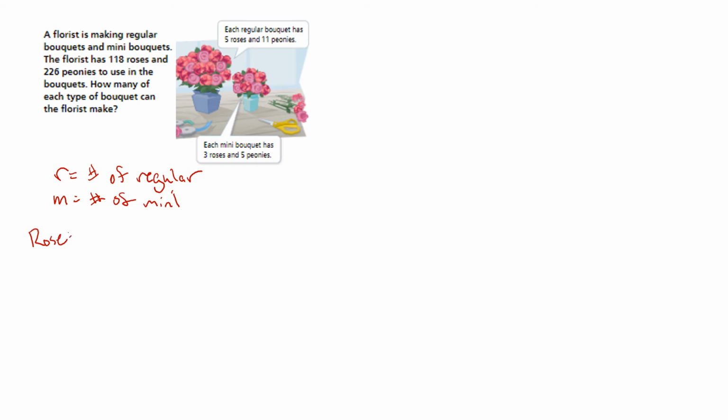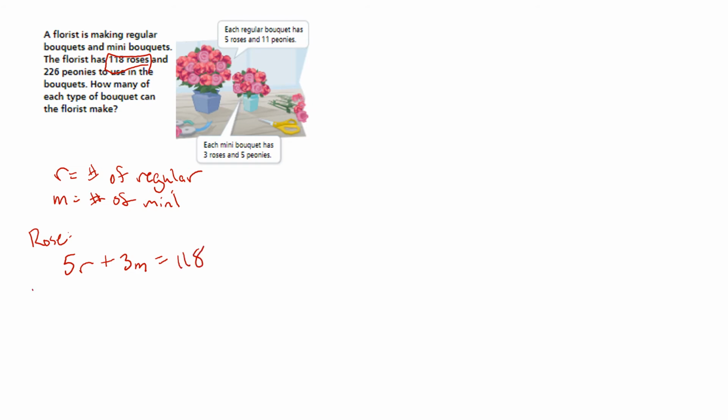each regular bouquet has 5 roses. So if we take the number of regular bouquets times 5, we'll get the number of roses that are used. So 5 times regular bouquets, plus each mini bouquet has 3 roses. So 3 times the minis is going to be the total number of roses, which is 118.